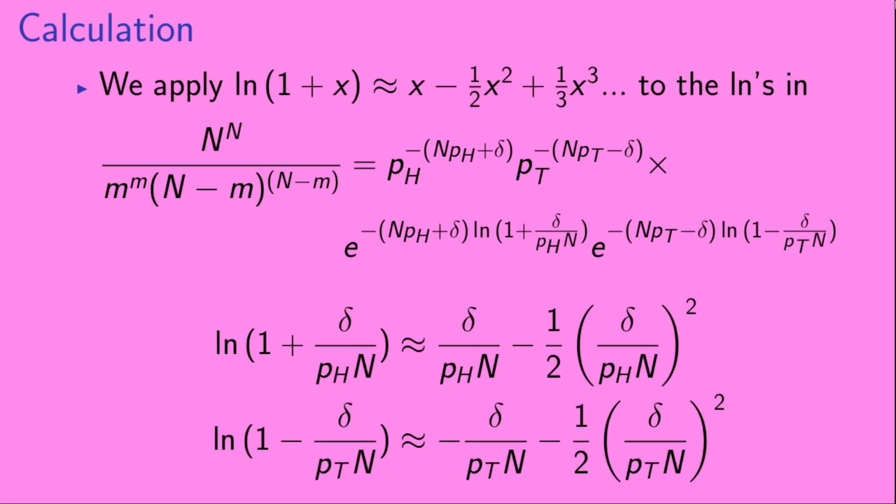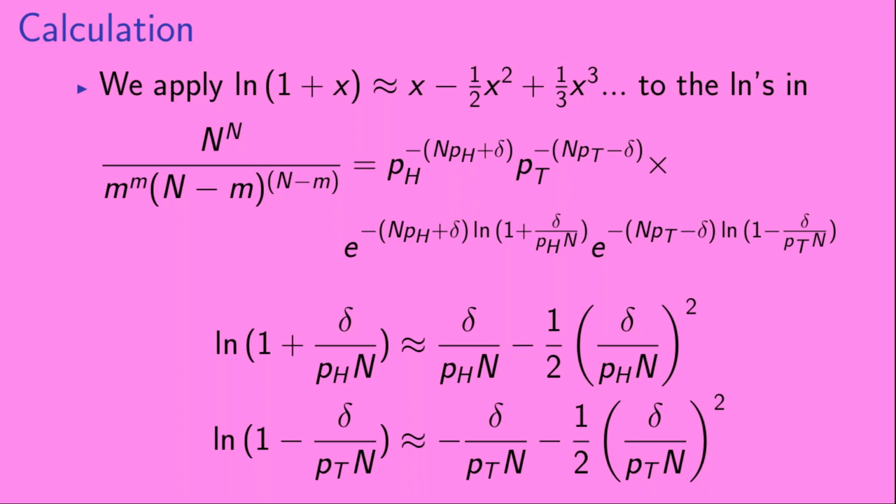We're now going to use the series expansion of the natural log of 1 + x. So as long as the absolute value of x is less than 1, the natural log of 1 + x is equal to x − 1/2 x squared + 1/3 x cubed, etc.